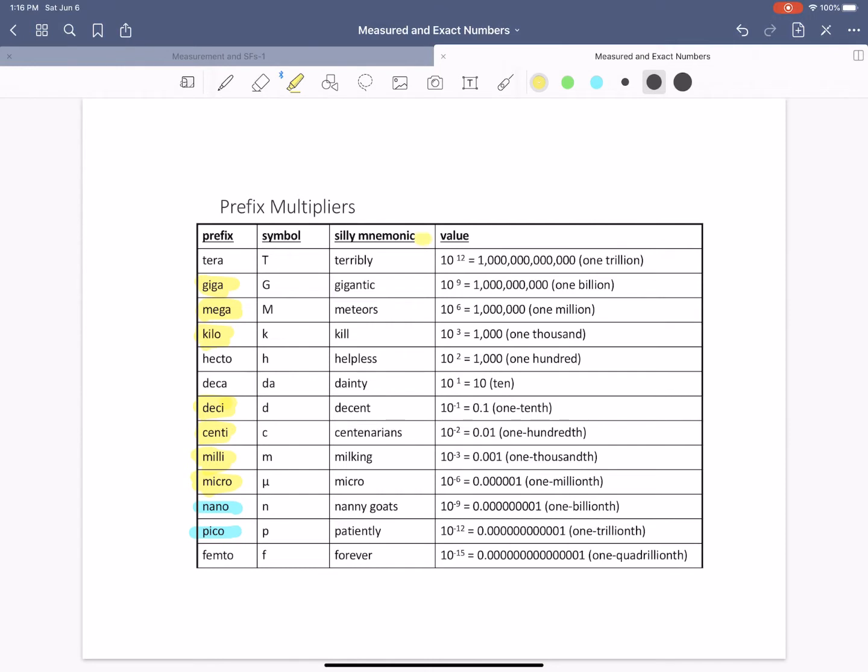So I have a silly mnemonic device to help us remember all of these, but I suggest that for our class, since we really just need 7, figure out your own mnemonic or memorize them all. Okay, and so kilo, for example, means 1,000. And if we put kilo in front of a base unit, so if I had kilometers, that means the same thing as 1,000 meters. A kilometer is equal to 1,000 meters.